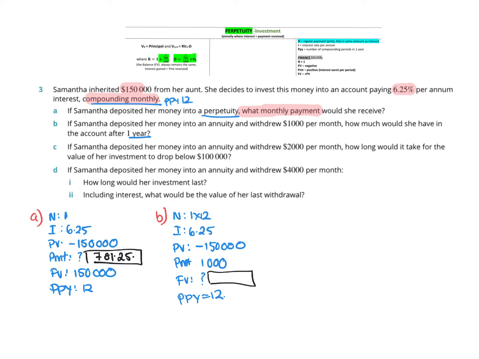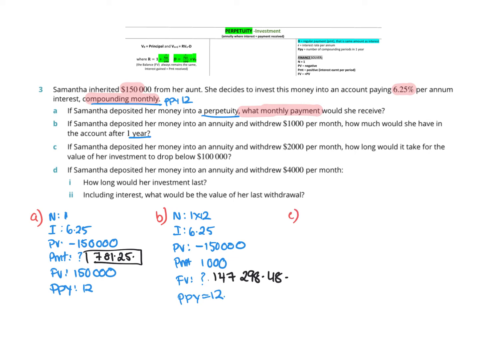Okay, so with that one I end up with, just going to write it out, $147,298.48. Okay, let's move on to C.